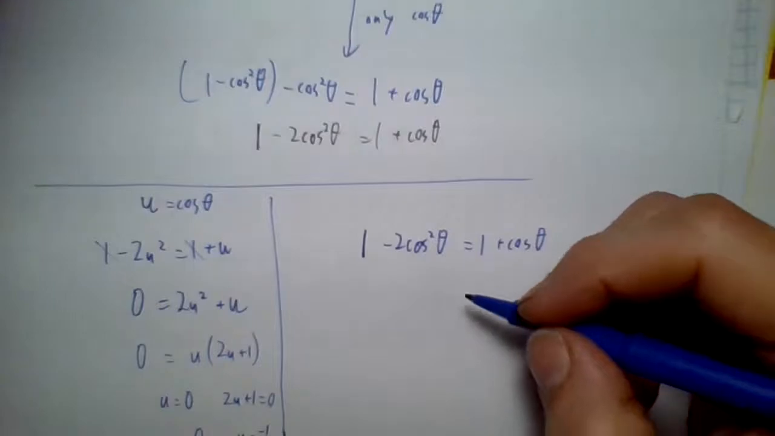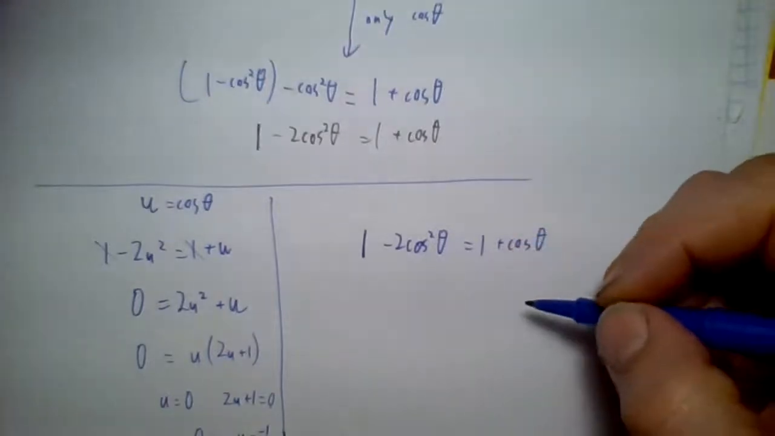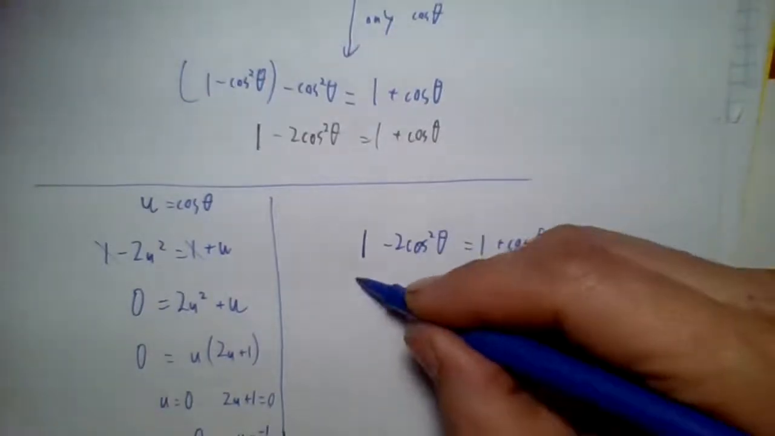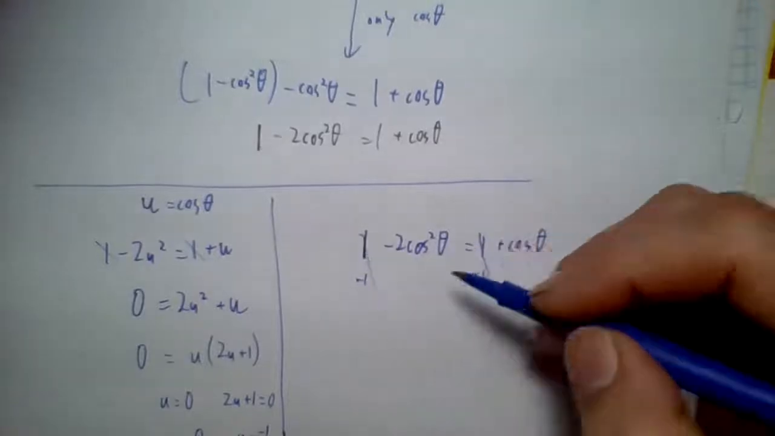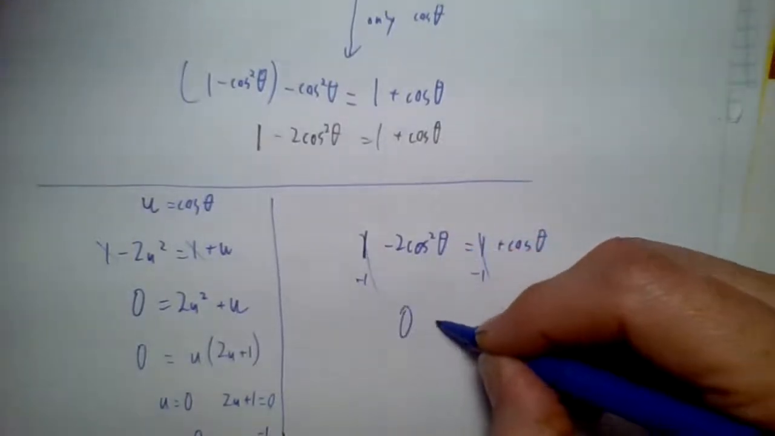The other thing is, I can just move everything to one side. It's still going to get the 0 on both sides, so you can subtract the 1 from both sides and move this over just like we did.